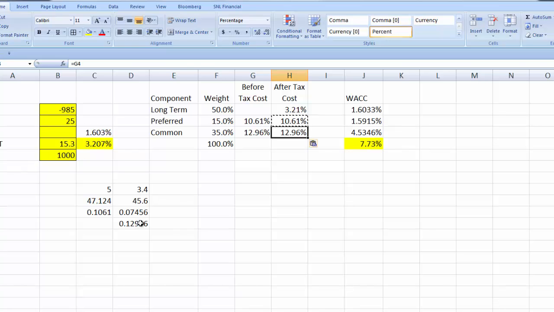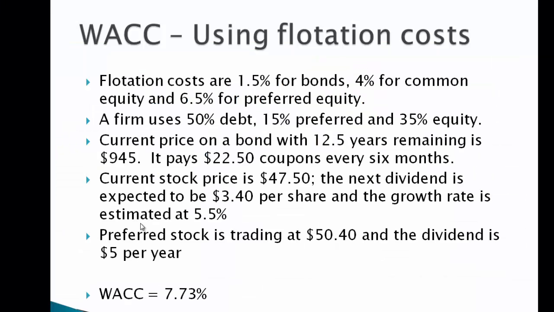Again, the same thing for after tax. And our weighted average cost of capital will be 7.73%. And you have that answer here. So that's figuring out the weighted average cost of capital without and with flotation costs. And we'll pick up with capital budgeting in the next videos on the following chapter.